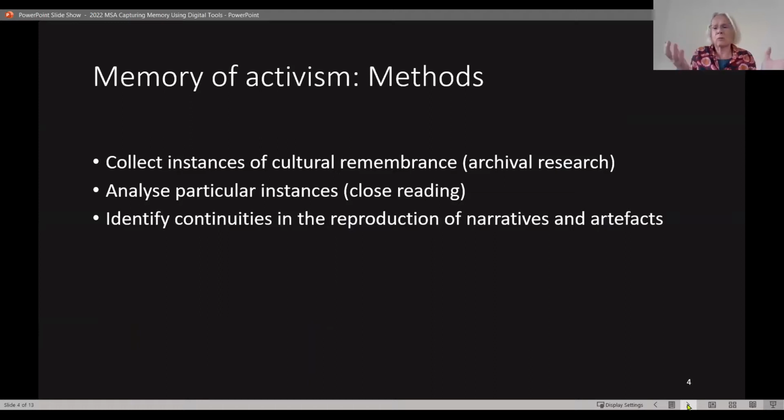So what is it that we do normally? We do basically three things. We collect instances of cultural remembrance: archival research, examples of texts, movies, images, and so on. Then we use techniques of close reading, which is fairly traditional within literary studies, to analyze particular instances of storytelling. And then we do something more: we try to identify continuities in the reproduction of narratives and artifacts. So not just looking at the production, but the reproduction.